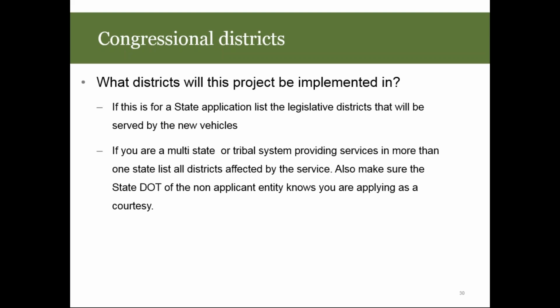Congressional districts: where will this be implemented? Is it in one district? Is it in two districts? Has the district changed since your last application? Are you going between states? And this is a minimum. For a good project, you should make sure that your senators know about it, and that your local and state elected officials know you're doing this, because they want you to be successful. Your success is their success, and that can open up opportunities.